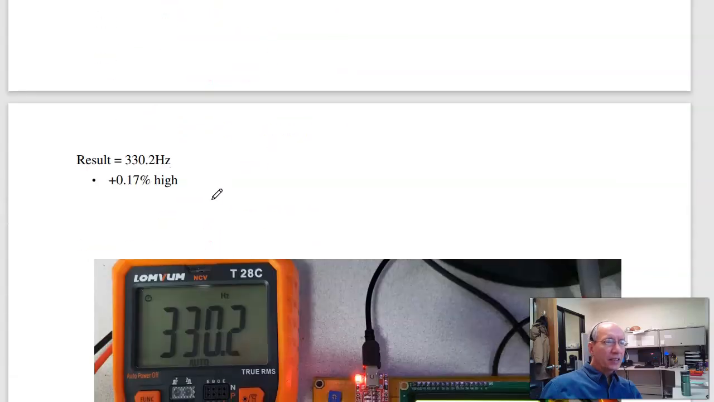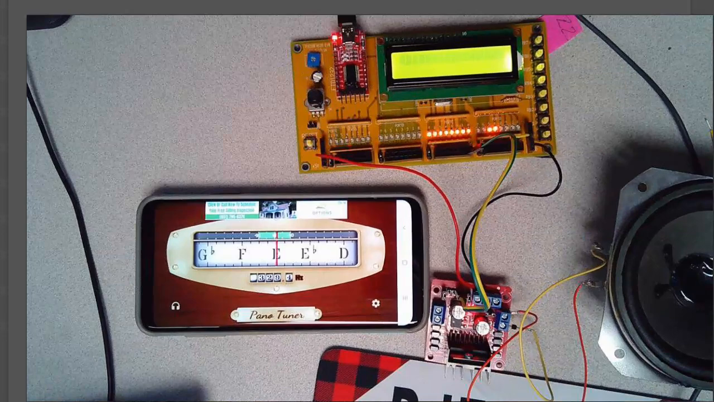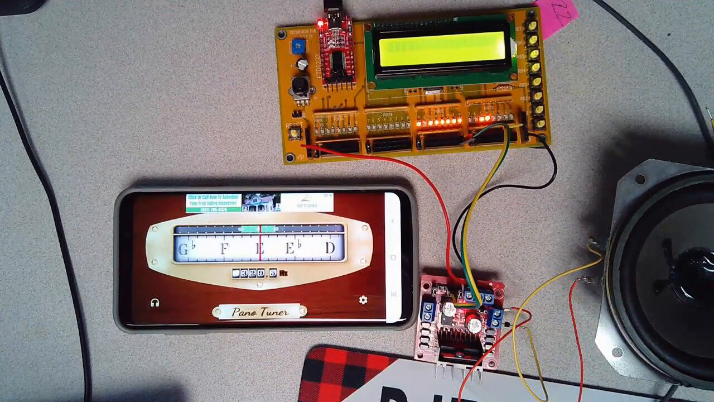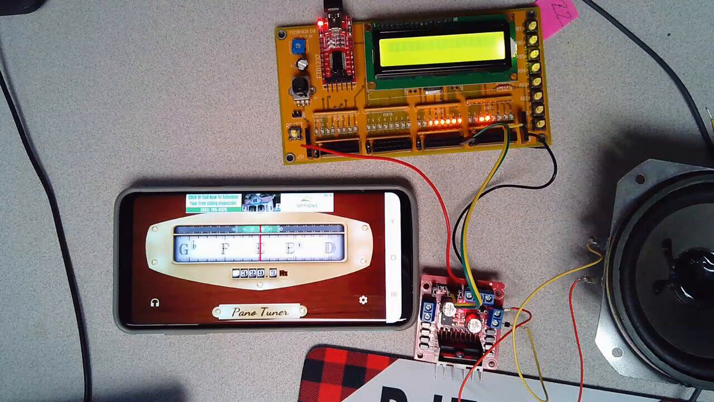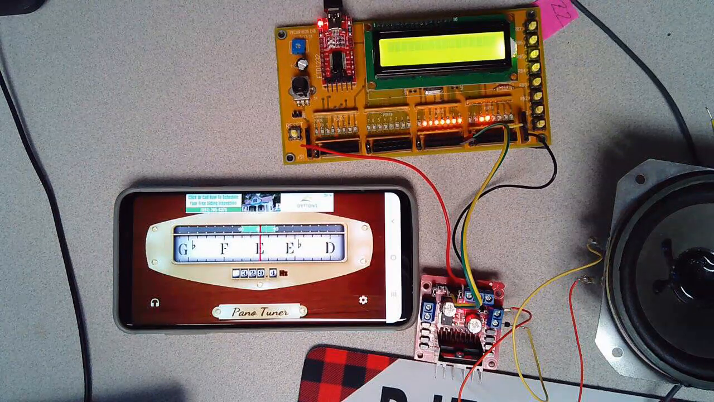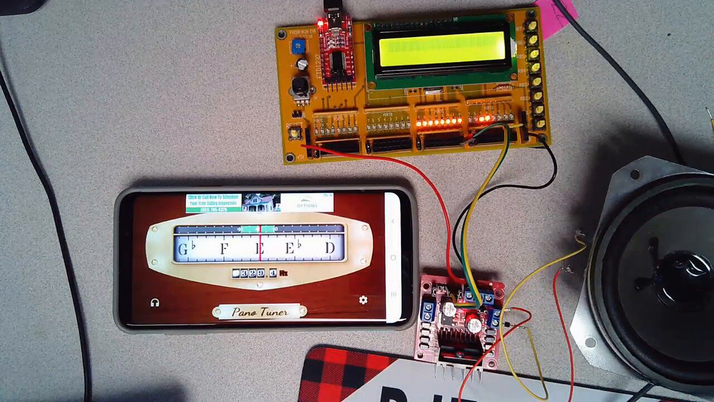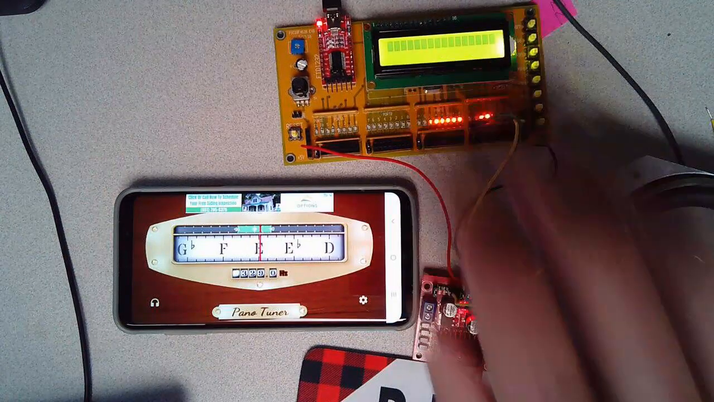The acid test is to try it. So here I've got the Piano Tuner app running. The PIC is driving an H bridge that drives the speaker. Here's the frequency. 329.4. That was noisy.